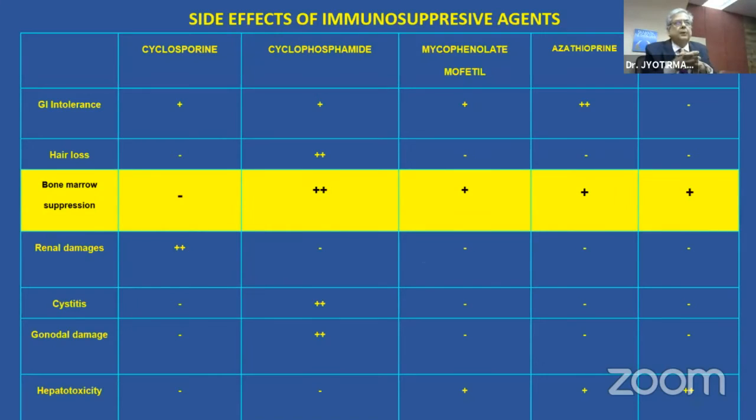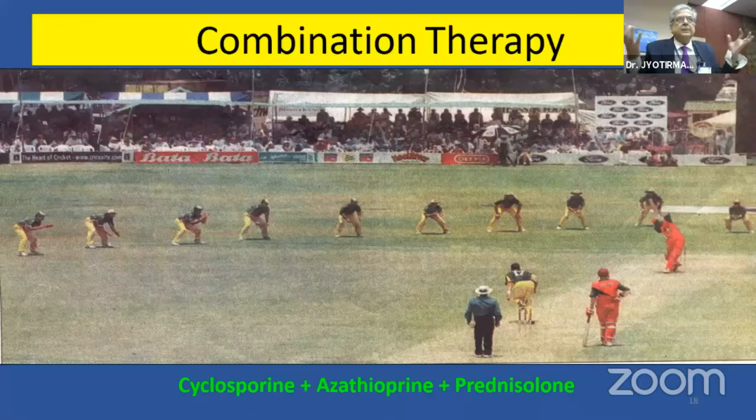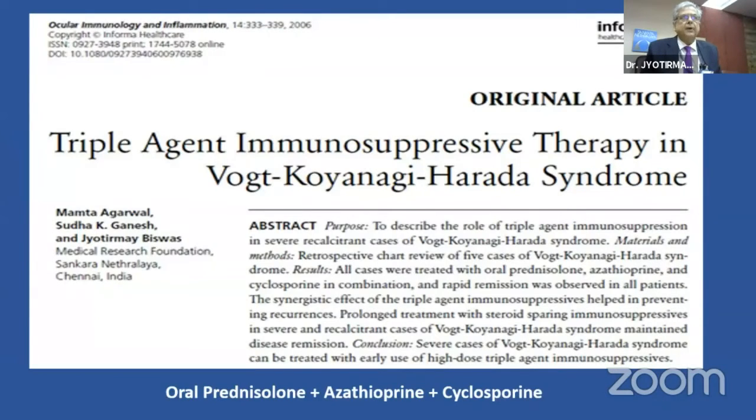This is the side effect profile you should know. Cyclosporine doesn't cause bone marrow toxicity, but causes renal toxicity; gonadal damage is not there. But cyclophosphamide produces bone marrow toxicity, hemorrhagic cystitis, and gonadal damage, and should not be given to a patient opting for a family. Mycophenolate mofetil, in addition to bone marrow toxicity, has hepatotoxicity. Similarly, azathioprine causes bone marrow toxicity and hepatotoxicity. Methotrexate hepatotoxicity is more. So sometimes we use combination therapy like cyclosporine, azathioprine, and prednisolone in recalcitrant Behcet's disease or sympathetic ophthalmia.